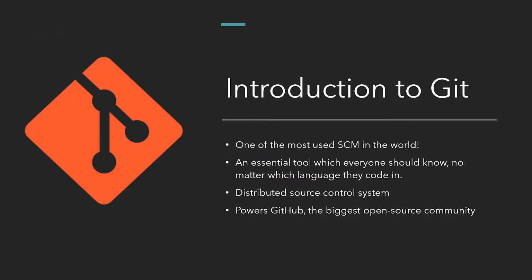Git is one of the most used source control management software in the world. It is an essential tool that everyone should learn, no matter which programming language they are working on, which platform they are working on. But if they are developing, then they will be using Git or any other source control management software. It's a distributed source control management system that we will be seeing what this means in the upcoming videos, and it powers GitHub. GitHub is one of the biggest open source community right now in existence, and it runs on Git.